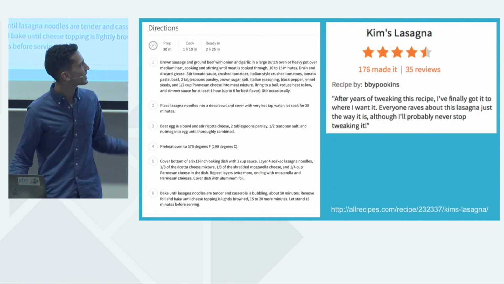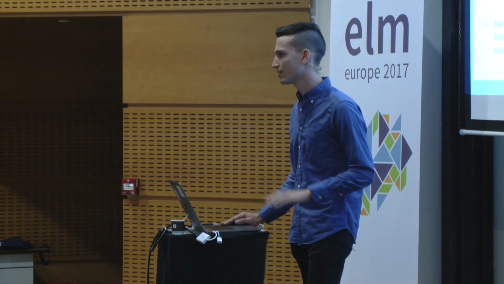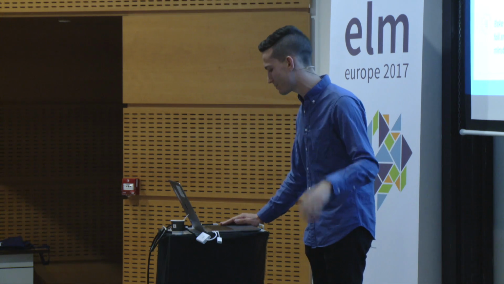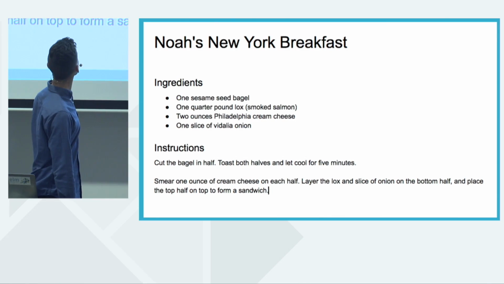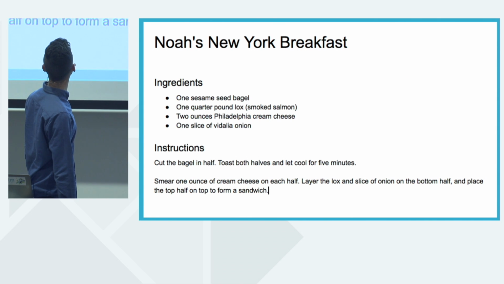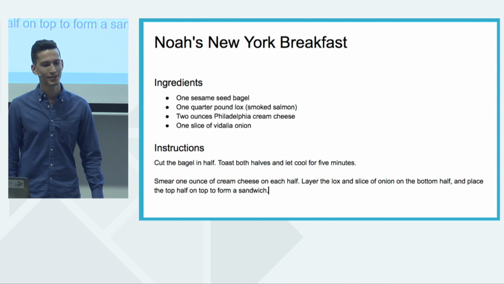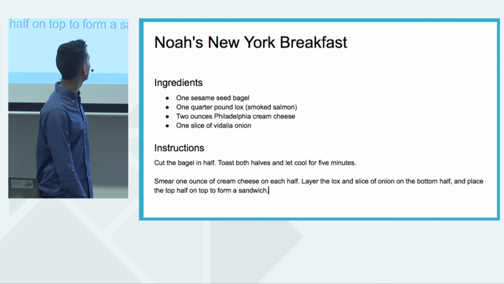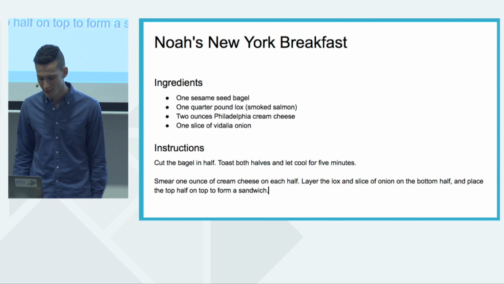Okay, so let's take a step back, though. I don't want to start off with lasagna because it's a pretty complicated recipe. So to see how I approach this problem, let's start with something simpler. So this is Noah's New York breakfast. Like I said, I'm from New York. I like talking about it a lot. And this is a pretty simple recipe. You take a bagel, you cut it in half, you toast both halves, you let it sit, put on some cream cheese, some lox, smoked salmon, in other words, and an onion, and then bam. You got yourself Noah's New York breakfast, right?